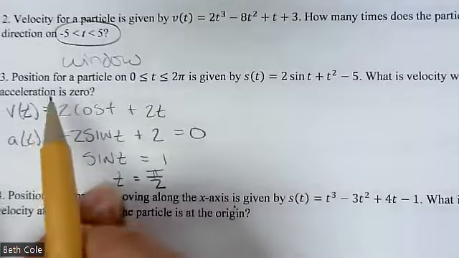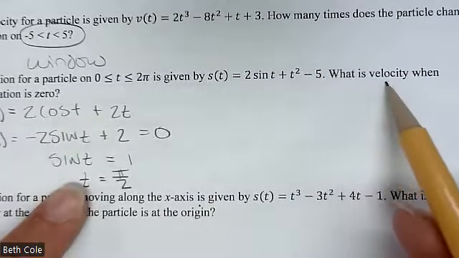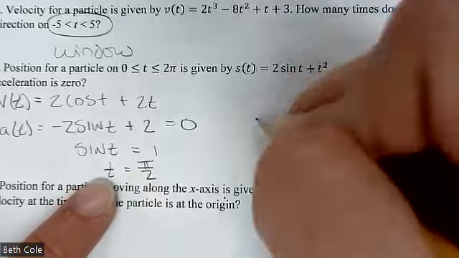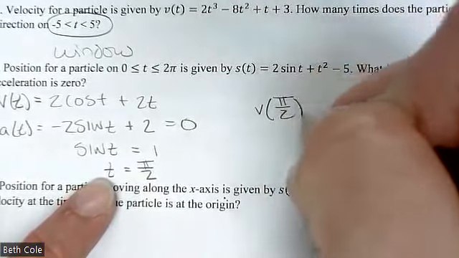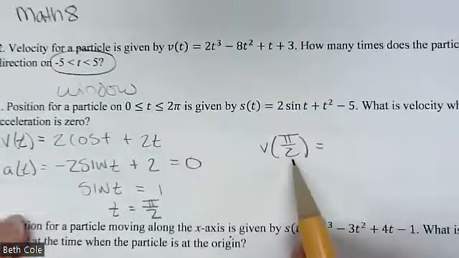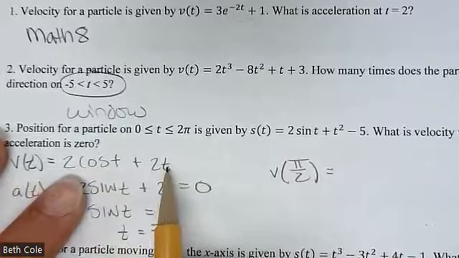Now, what do I do with that time pi over 2? Read back through the problem. We said acceleration equal to 0, but it says, what is the velocity at that time? So you're going to do velocity at pi over 2, and whatever that gives you is your answer. You're allowed a calculator. Okay? Plug it into the velocity right there.